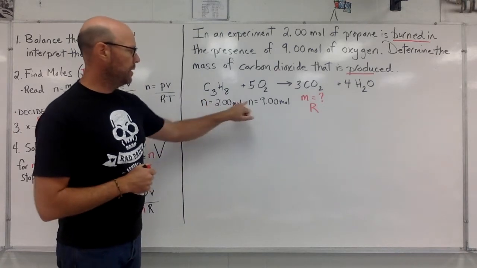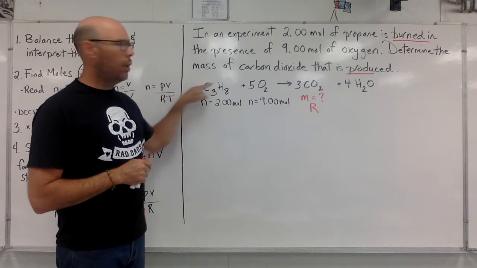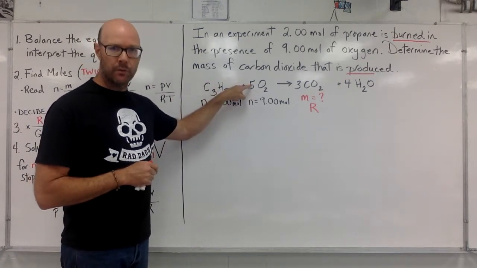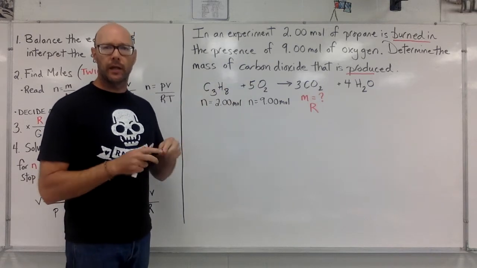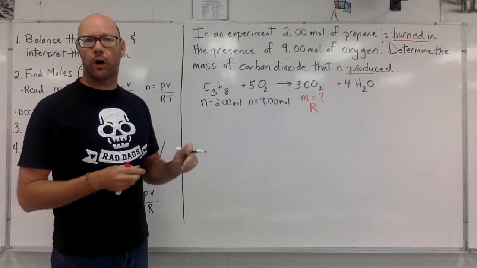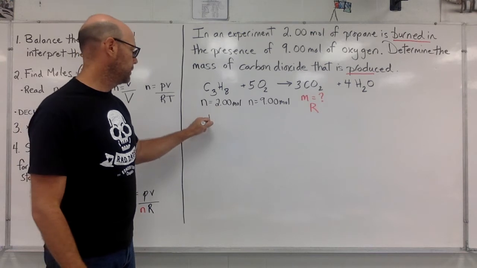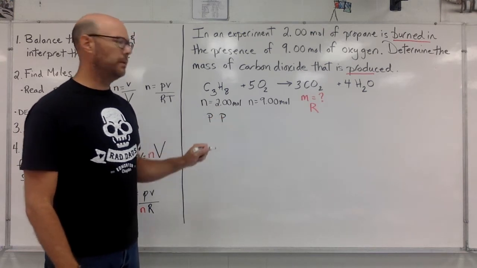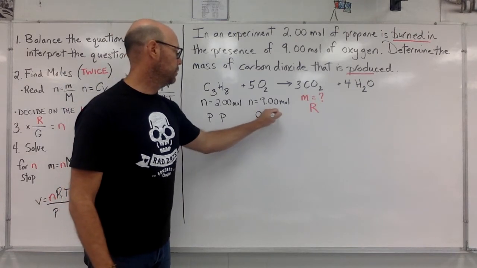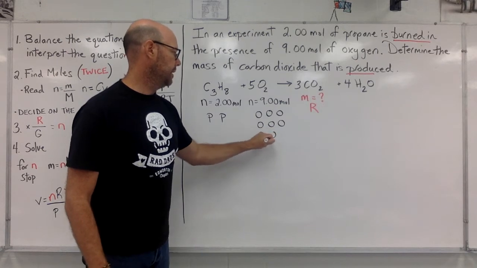This is at 2, 9. But what the equation says is that 1 mole reacts with 5. 1 mole reacts with 5. So I'm just going to go like this. I'm going to use P's for propane and O's for oxygen. Here I'm going to put 2 P's, and then I'm going to put 9 O's. 1, 2, 3, 4, 5, 6, 7, 8, 9.